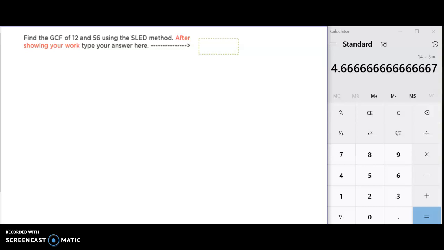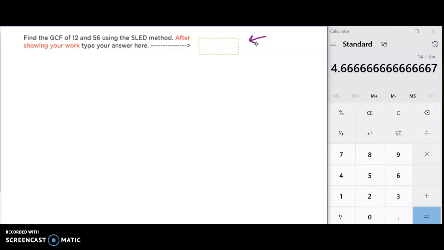All right, guys, let's find the GCF of 12 and 56 using the SLED method. After showing your work, type your answer in here. Now, this rectangular box right here, you're going to type in your answer. Now, it's not going to tell you if you're right or wrong, but it's going to tell me if you're right or wrong. All right?